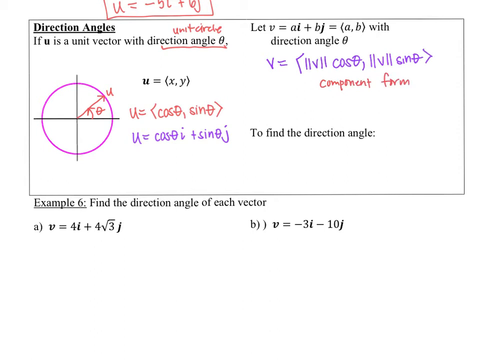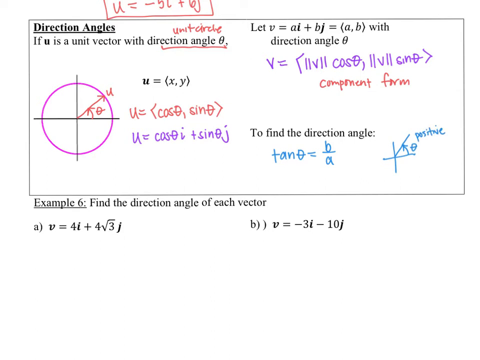Okay, if I'm given the component form and I want to find the direction angle, I would say that the tangent of theta is going to equal b over a, which is very similar to y over x because it's the y component over the x component. And this would give me the direction angle, but for it to be called a direction angle, it does have to start from the positive x-axis. And we typically give it in a positive format.